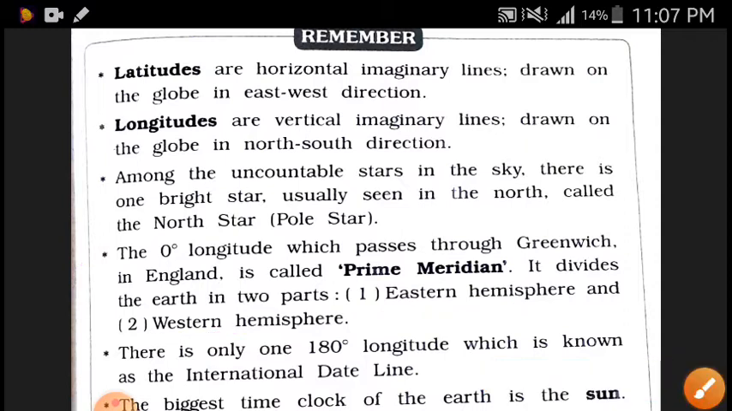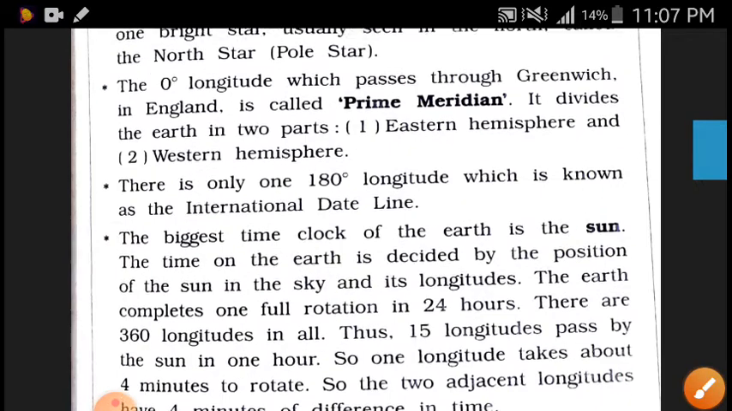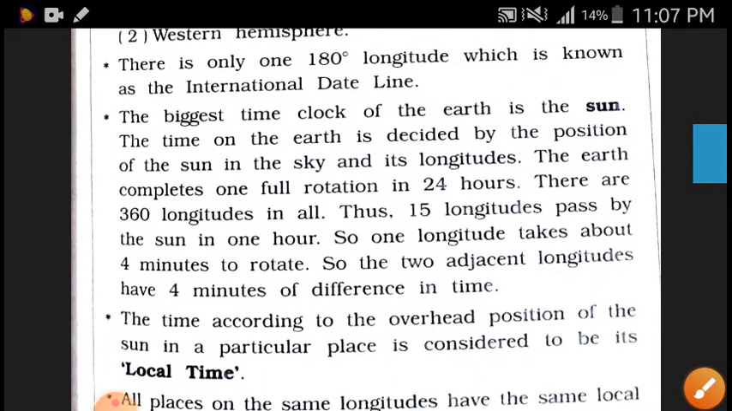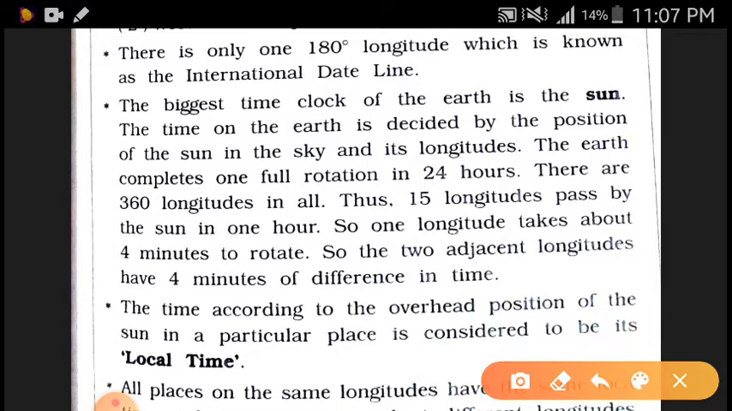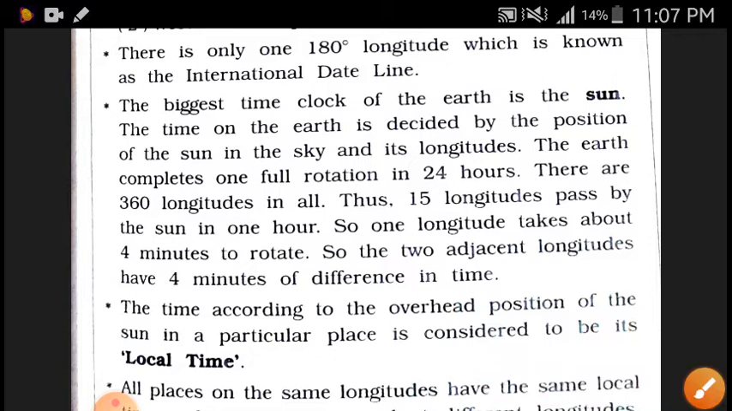Now the next point is the biggest time clock. Sorry, one point is left, so let us continue from there.